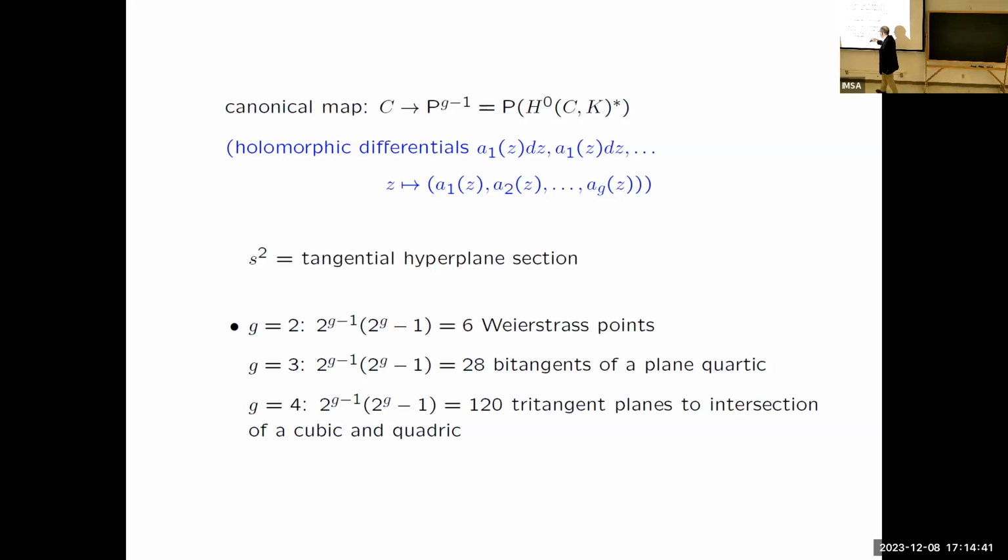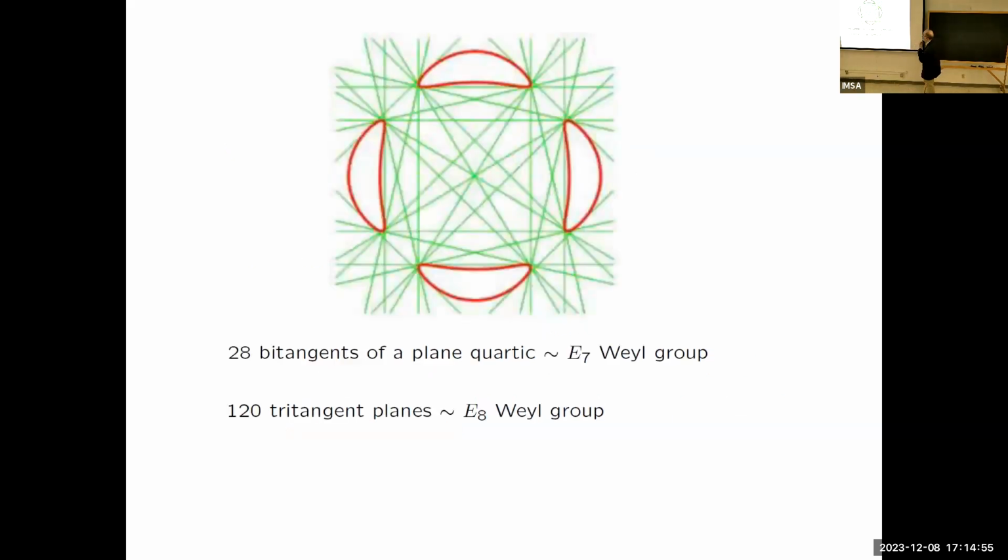And if you have a genus 4 curve, the generic one is an intersection of a cubic and a quadric, then you get 120 tritangent planes. So these are interesting numbers. In fact, if you haven't seen a quartic with 28 bitangents, here's the picture.